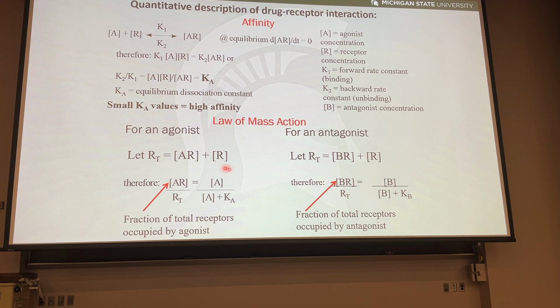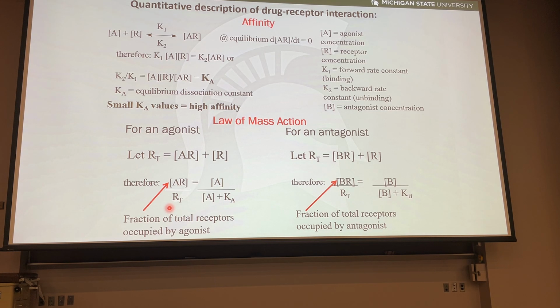Back to our law of mass action, what you can see here is we have the total population of receptors set as a ratio or a fraction of those bound to drug over the total number, and that is equal to our population of drug with our dissociation constant, all right? The only reason I bring this up is, as you can see here, this equation for affinity of agonist at its receptor is the exact same thing as for antagonist, okay? This is going to be important for the next slide.